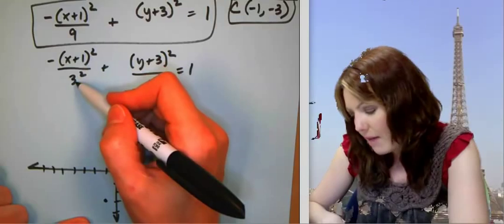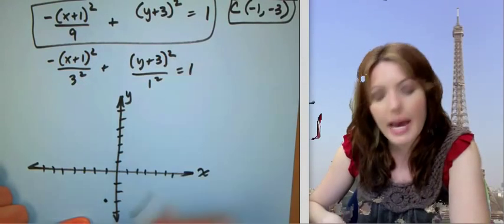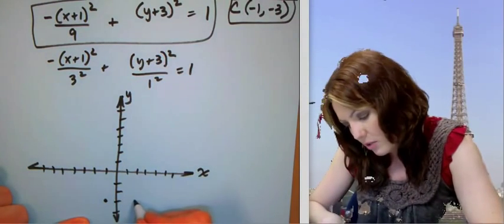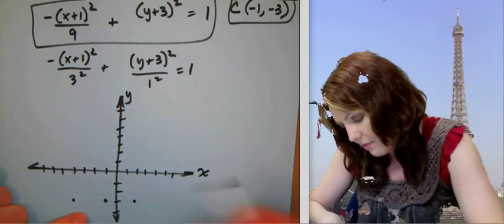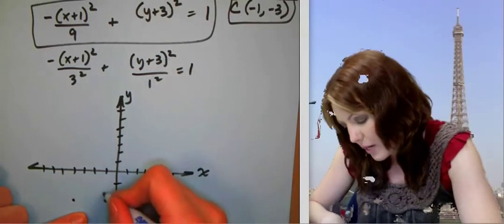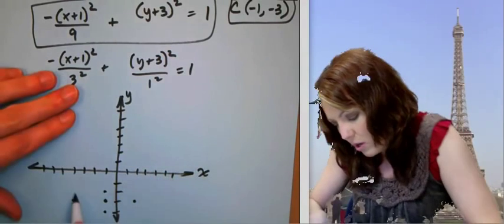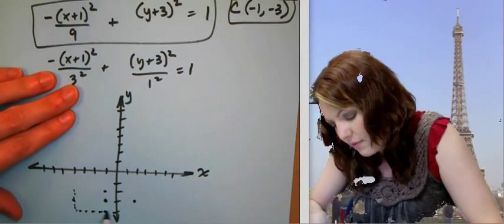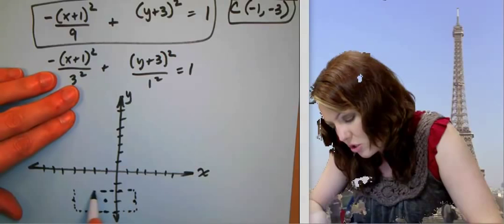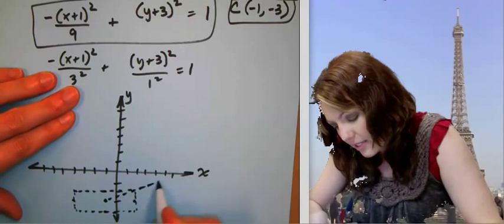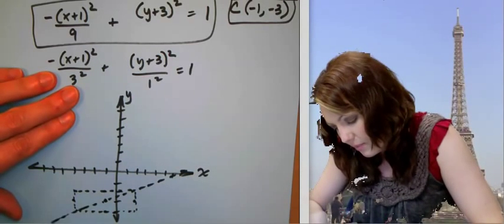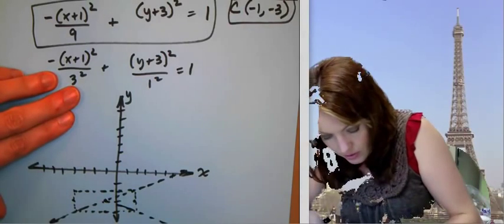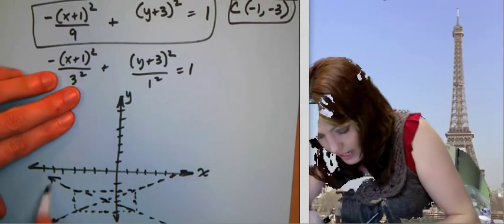Now, we have a 3 underneath the x, so we're going 3, 1, 2, 3 to the right, and 3 to the left, and putting dots there. And there's a 1 directly under y, so we're going up 1 and down 1. And then this one, because we have a hyperbola, we're drawing a box through all of these, and then connecting the diagonals with a line, both sets of diagonals.